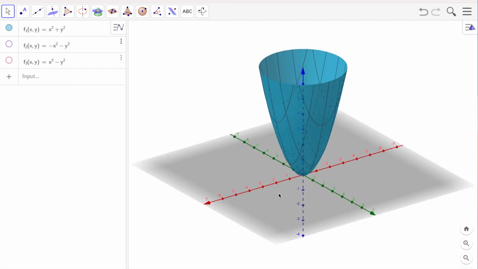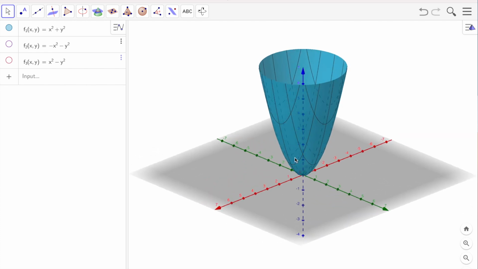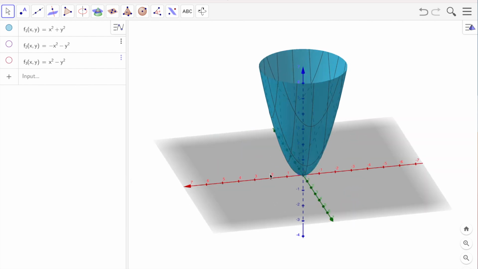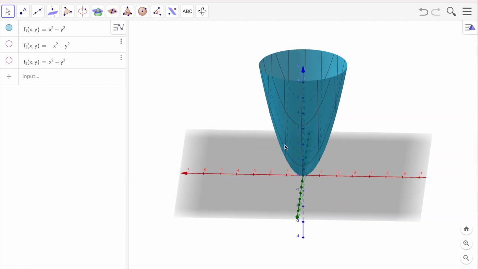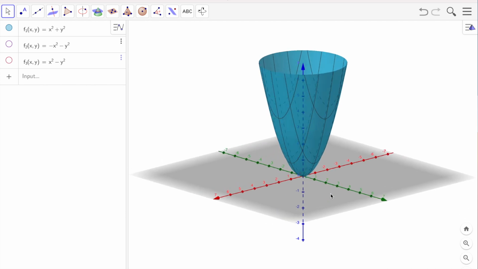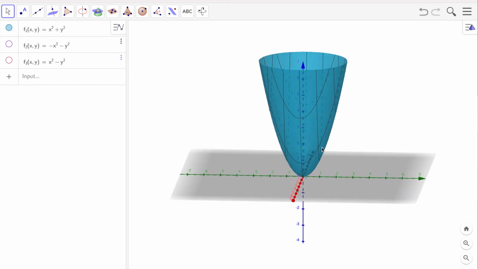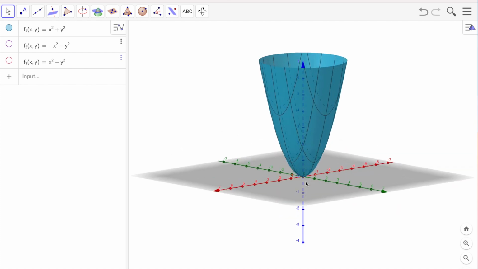And in the same way, if you would draw any line through this origin, you would get a parabola over that line. And these black lines on the graph indicate what happens if we fix the x values here to be 1, 2, and so on. And in the same way over the green axis, we have these black lines here which indicate what happens if we fix the y value at 1 or 2 or whatever.